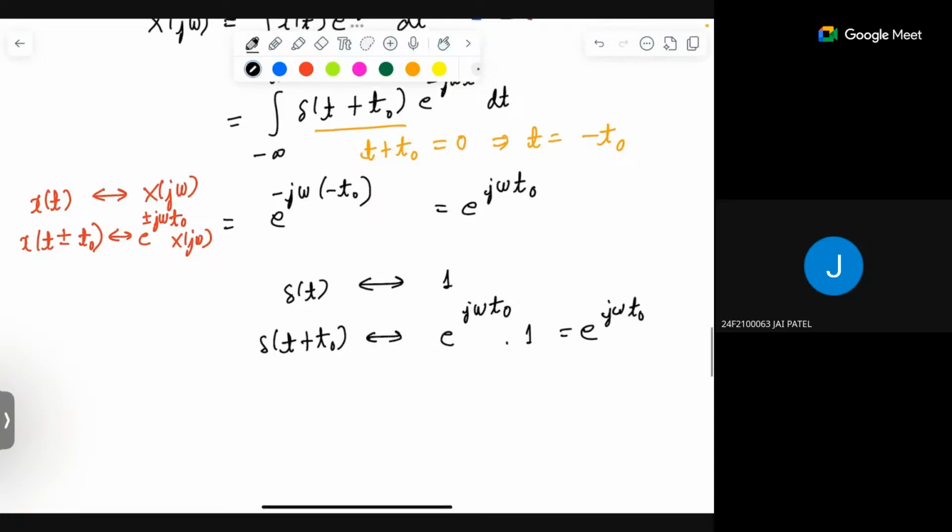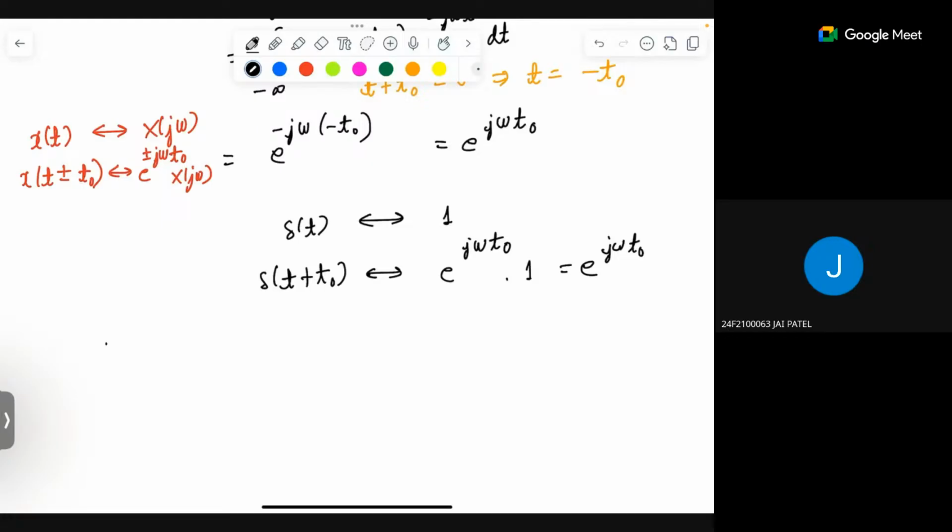So now the third part is also very similar. I will just give you 1 minute for that. x of t is equal to delta of t minus t naught. Tell me the Fourier transform of this. It should be e to the power minus j omega t naught. Yes, that's correct. It will be e raised to the power of minus j omega t naught.